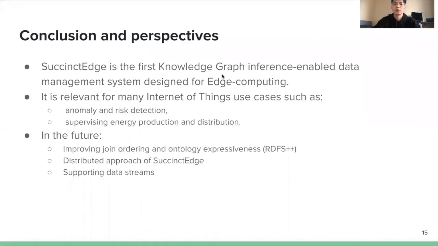Here are the conclusion and perspectives. To our best knowledge, Succinct Edge is the first knowledge graph inference-enabled data management system designed for edge computing. It is relevant for many Internet of Things use cases, such as anomaly and risk detection, supervising energy production and distribution. In the future, we're going to improve join ordering and ontology expressiveness.